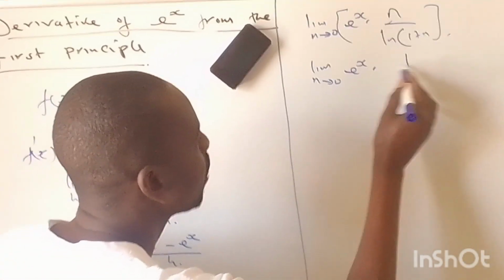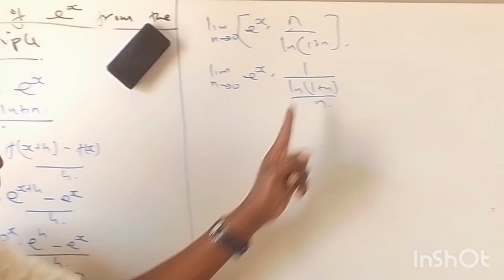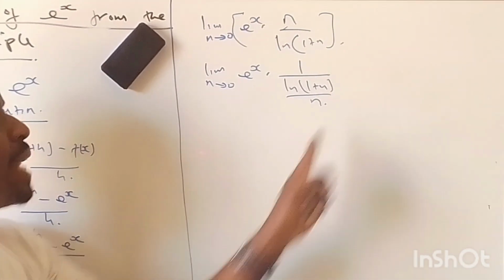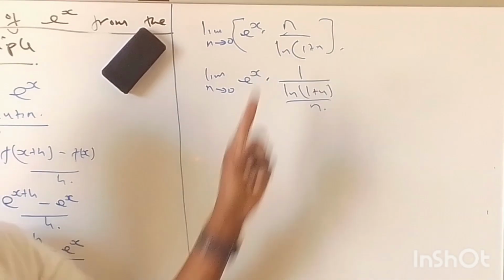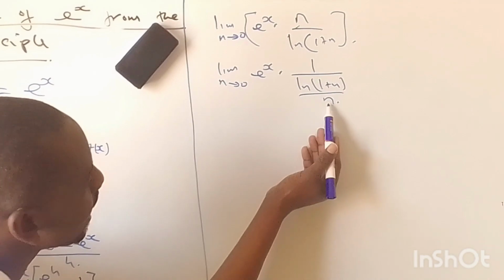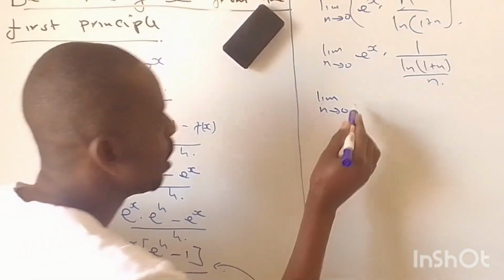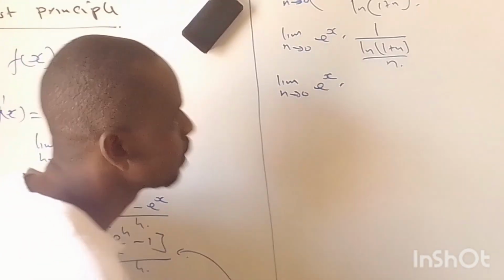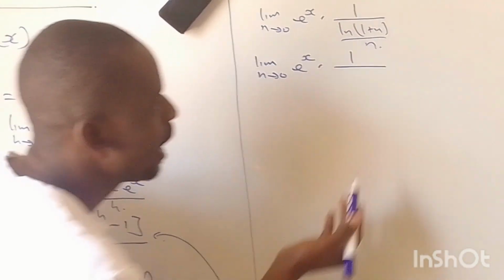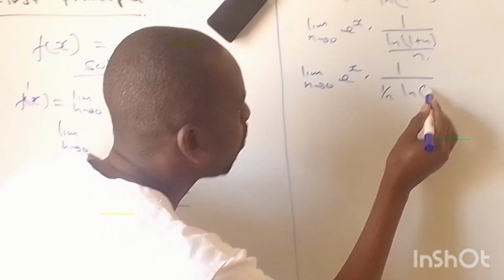So this is 1 over the natural log of (1 + n) over n. This means that when I take the reciprocal, I still have my initial value, which is n over the natural log of 1 + n. But now I want to take this n outside, so as the limit n tends to 0, we have e^x times 1 over (1 over n), taking this 1 outside, ln of 1 + n.